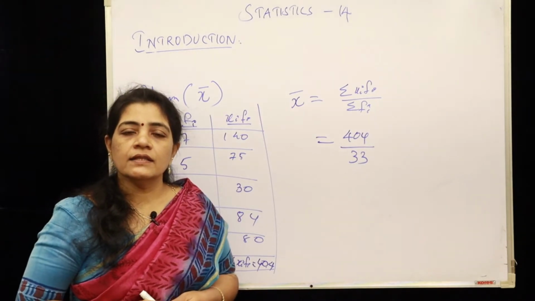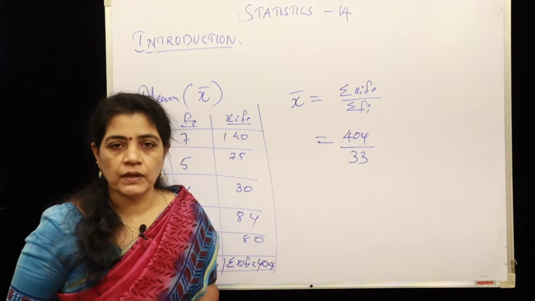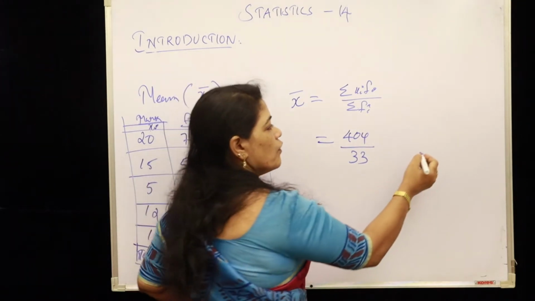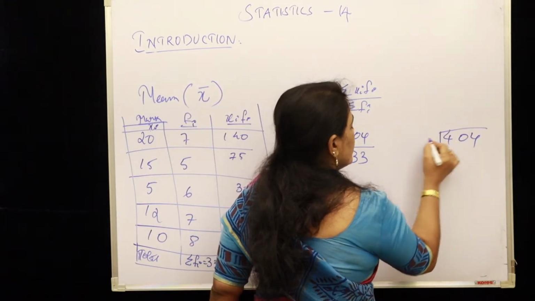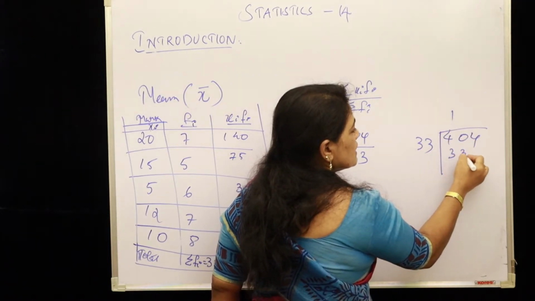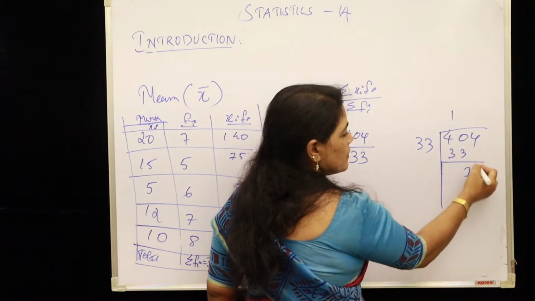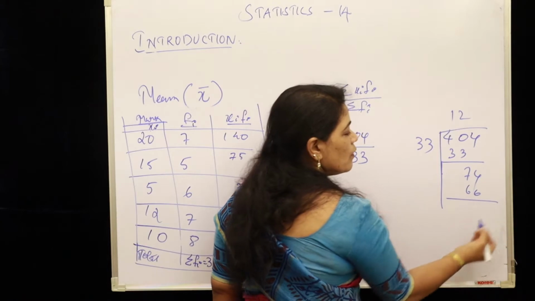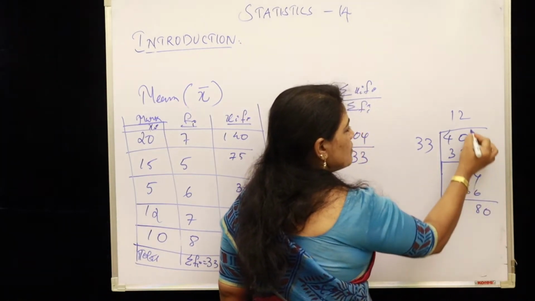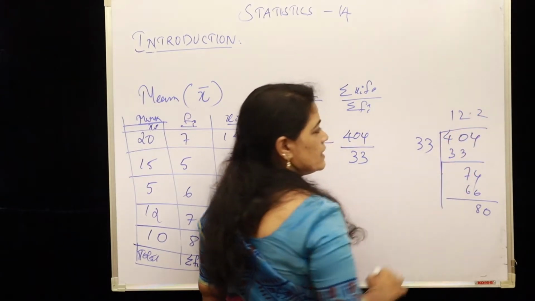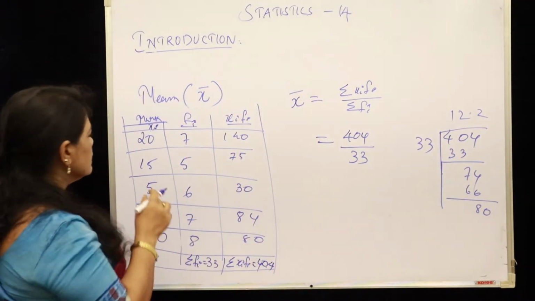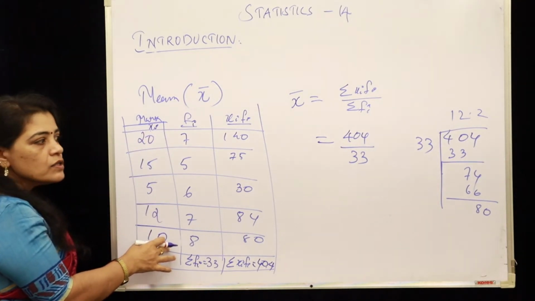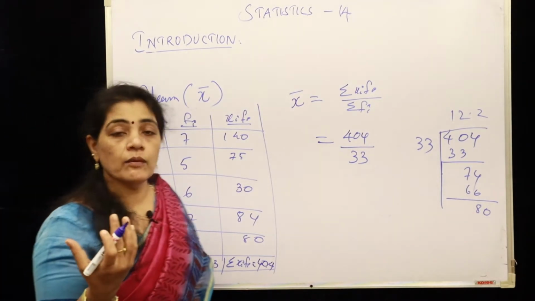Is it clear, children? This is the way you can find the arithmetic mean of a discrete frequency distribution. You have to simplify this, 404 divided by 33. This is just for an example. 33 times 12 is 396, on subtraction we get 8, then bring down a 0 after the decimal, so you will have 80, 66, and the remainder 14, and again likewise, that is 12.2 nearly. So this is the average of the marks. The first column indicates the marks, so its average is nearly 12.2 something.